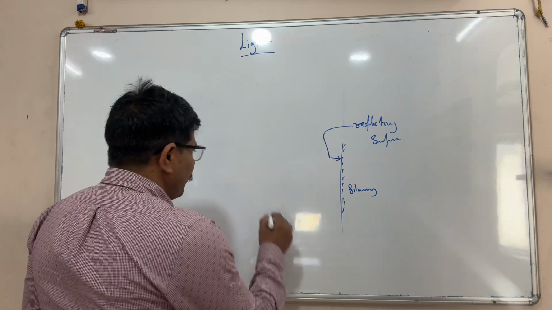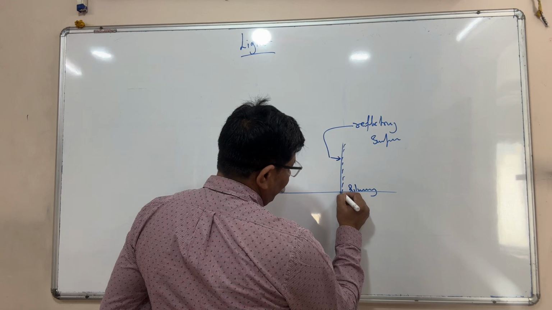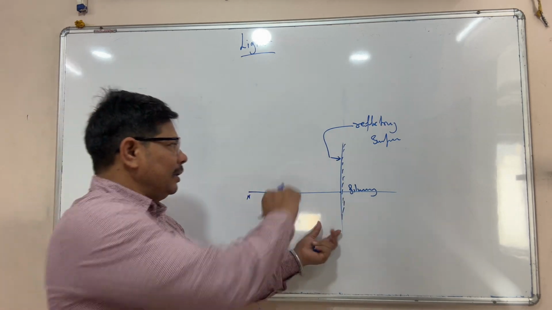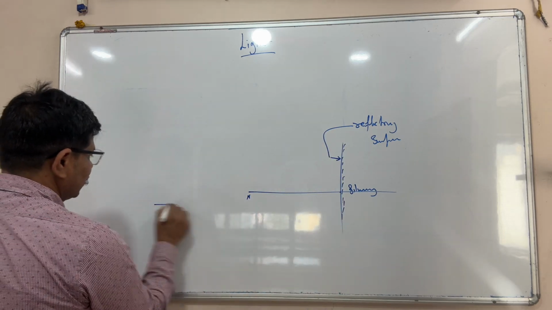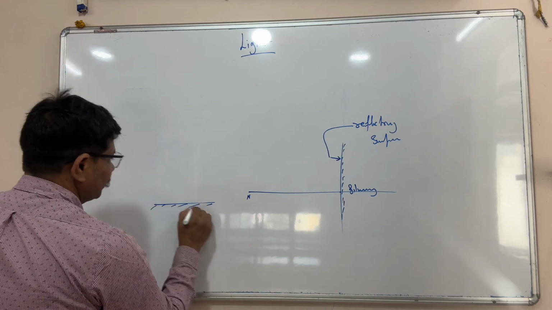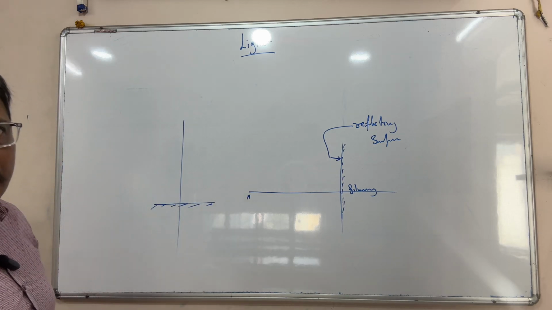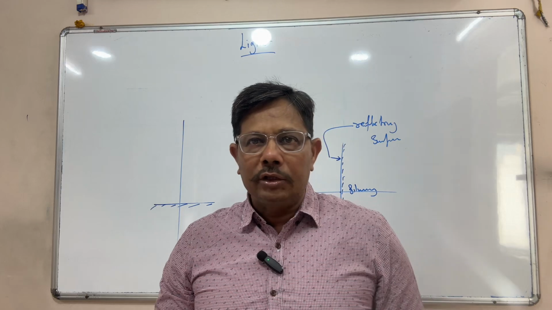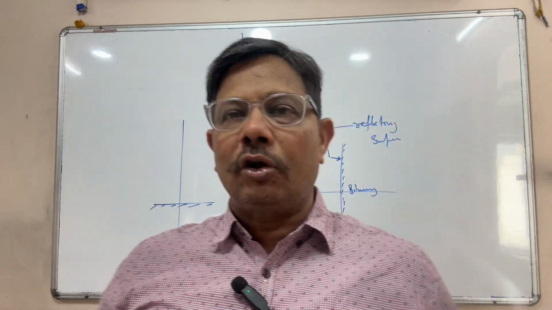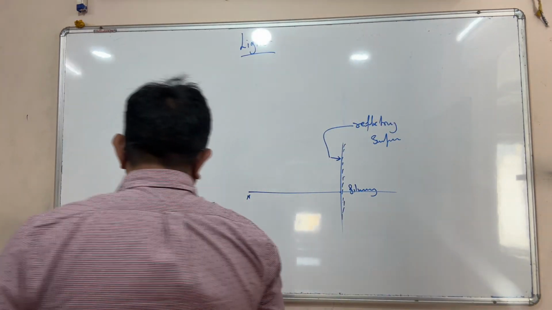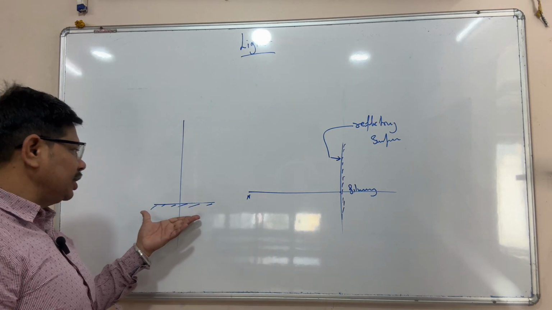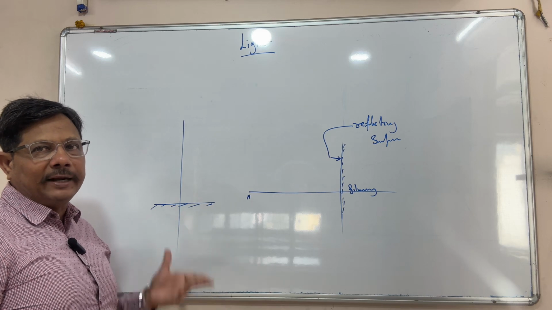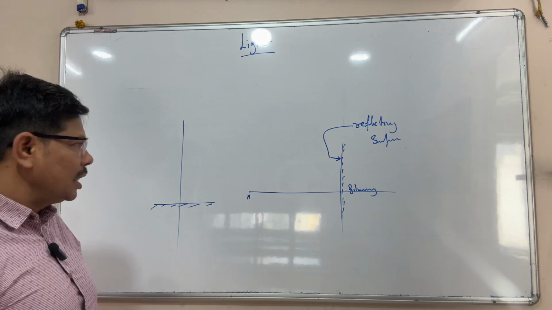And when you draw a perpendicular on the reflecting surface, it is called normal. Normal is a perpendicular drawn on the reflecting surface. And what is a reflecting surface? The surface which is silvery polished on one side, so the other side becomes the reflecting surface.